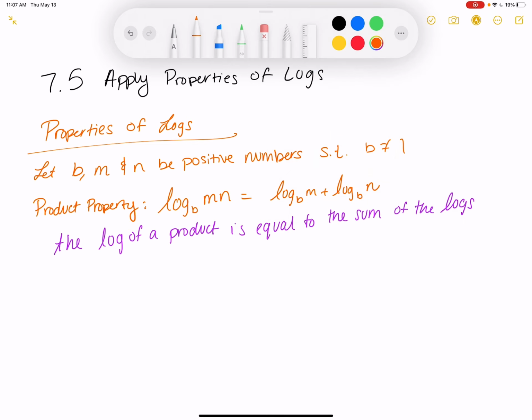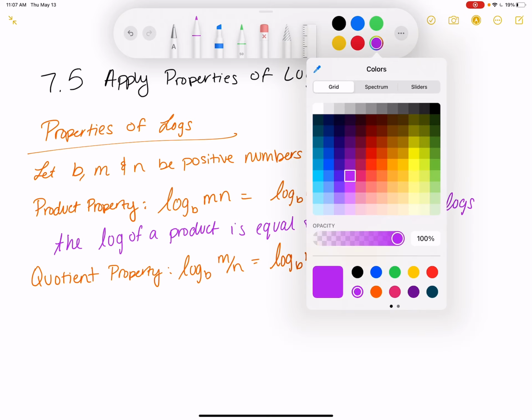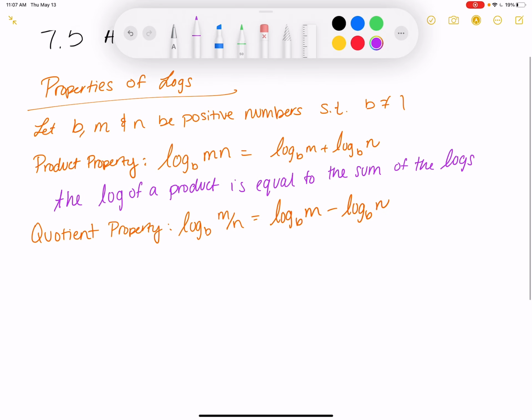The quotient property, okay, so that was the hint, so you don't need to leave a space. Quotient property, log base B of M divided by N is equal to the log base B of M minus the log base B of N. This one also has a fancy hint. The log of a quotient is equal to the difference of logs.